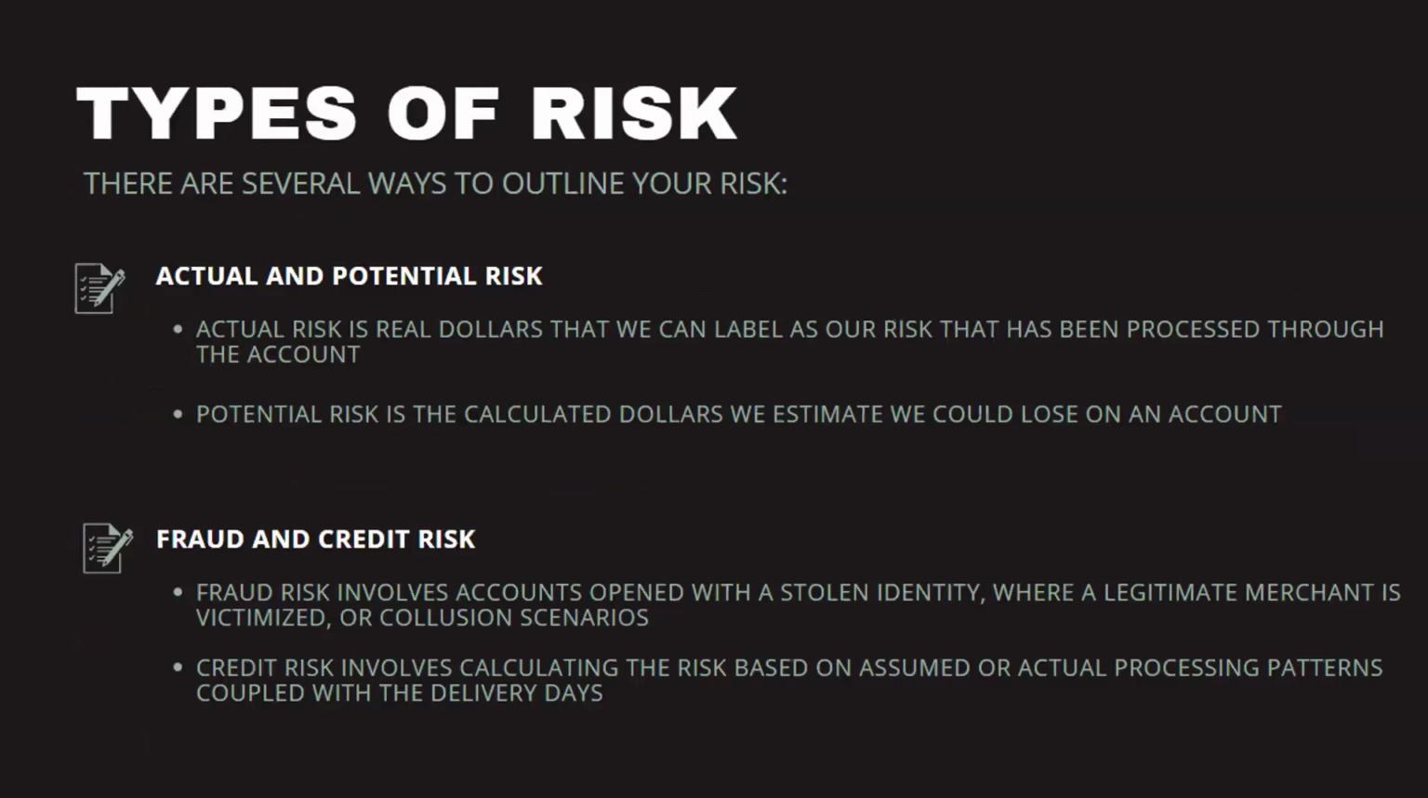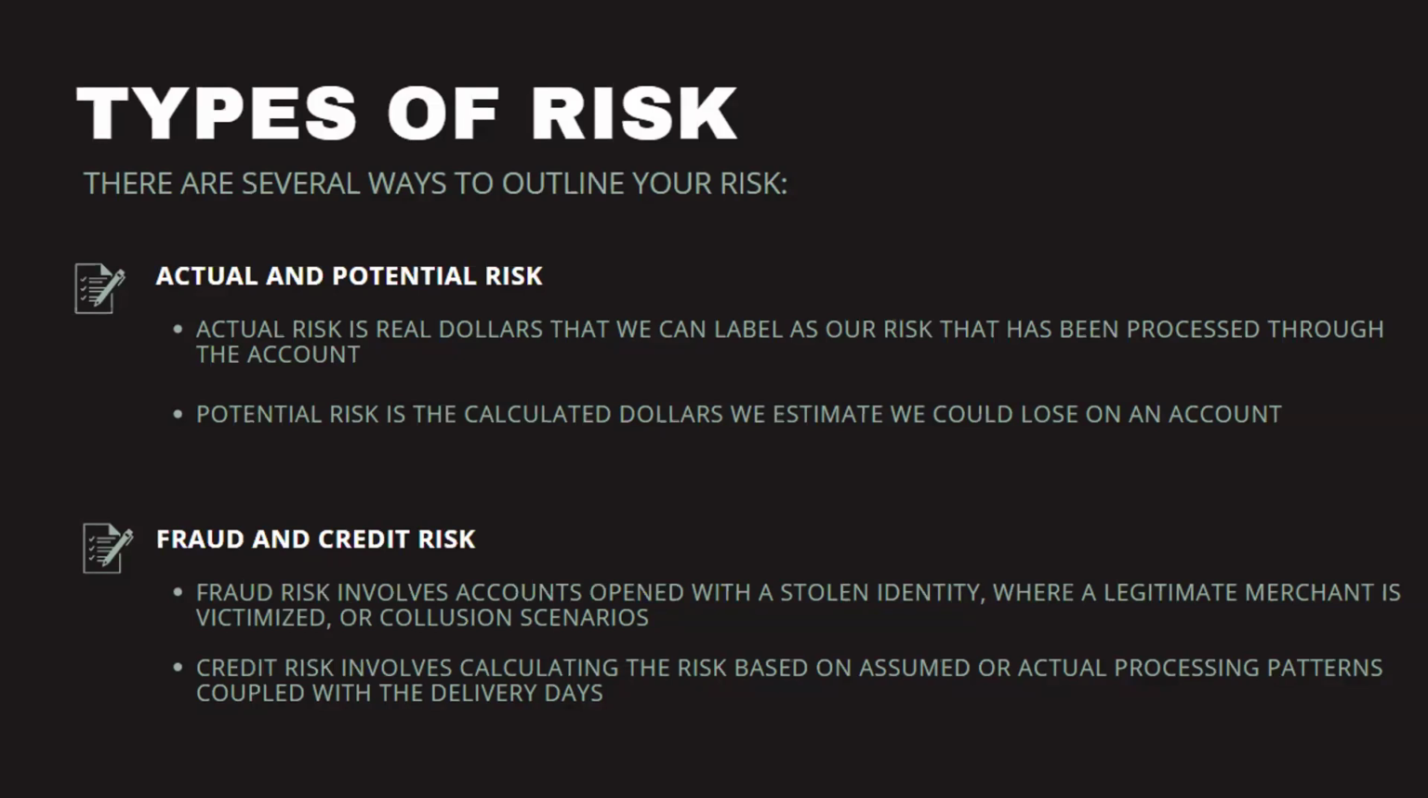Types of risk. There are two subsets of risk: actual risk versus potential risk. Actual risk is real dollars and cents that we can label as our risk that's been processed through the merchant account. This is common with fraud-centric sales, whether the merchant account is completely bogus or a very legitimate merchant got ripped off. Whatever sales come through from the fraudsters, that's our risk, and that's actual risk.